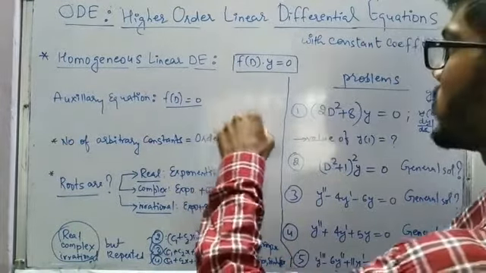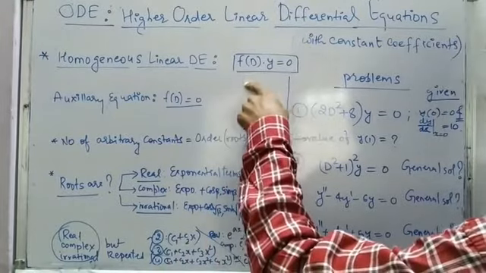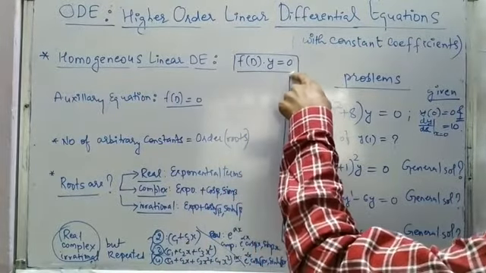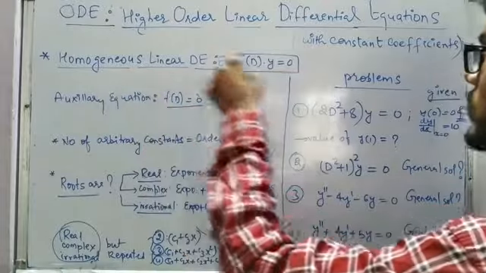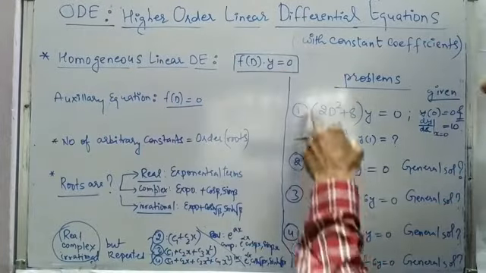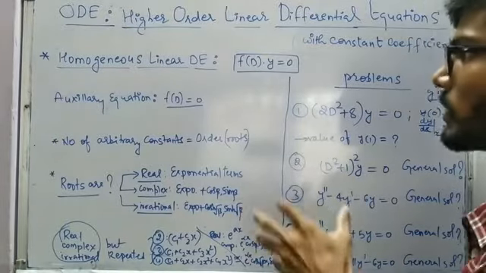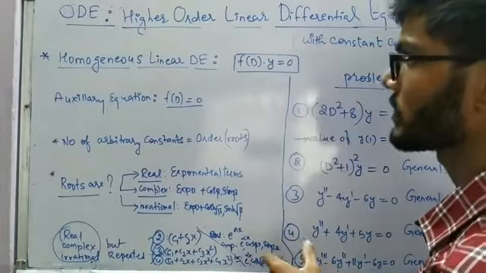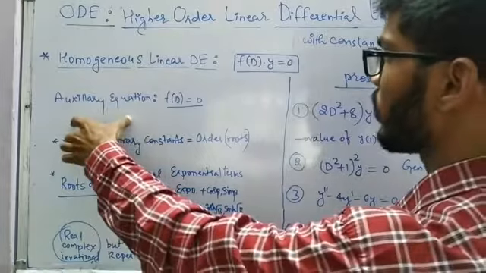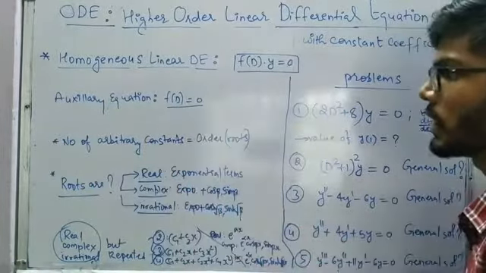So if we have a homogeneous linear differential equation of type f of D into y is equal to 0, because if it is 0 then only it is homogeneous. If the right side, capital X, is a function of x, then it will be a non-homogeneous linear differential equation. As of now, as we are talking about homogeneous linear differential equations, we have this auxiliary equation f of D is equal to 0.